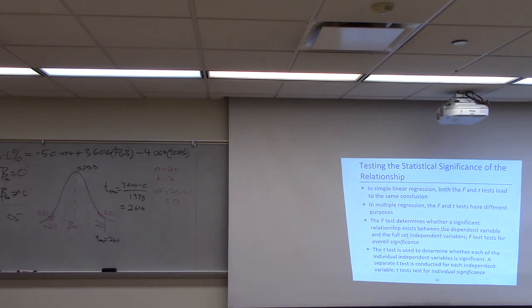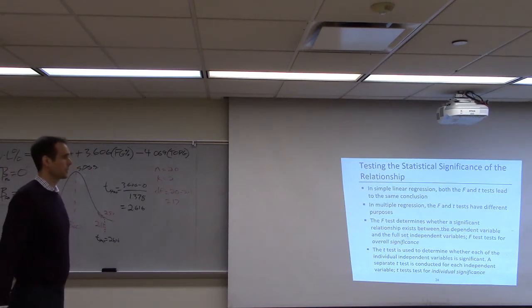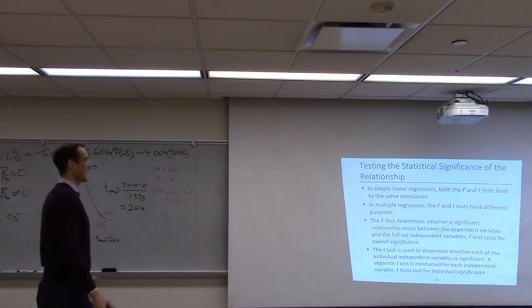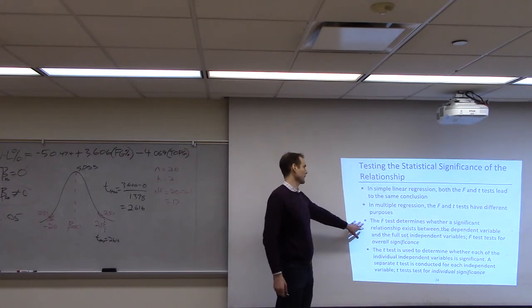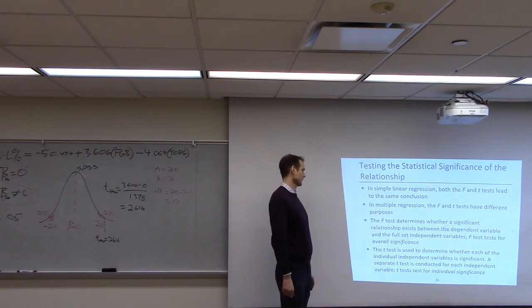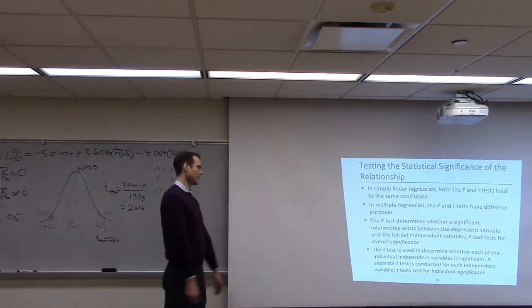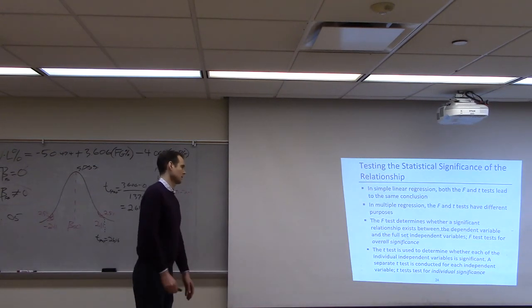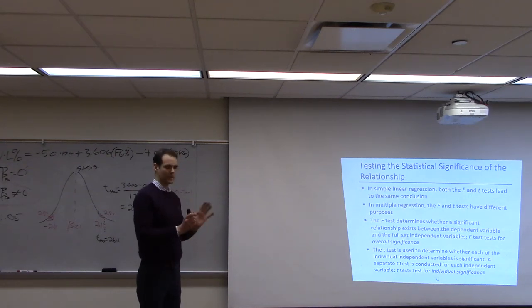So in simple linear regression, both F and t-test lead to the same conclusion. In multiple regression, we need to use the F-test to determine whether a relationship exists between the dependent variable and the full set of independent variables. The F-test tests overall significance. And then the t-test determines whether each of the individual independent variables is significant. F-test for the full set, t-test for individuals.